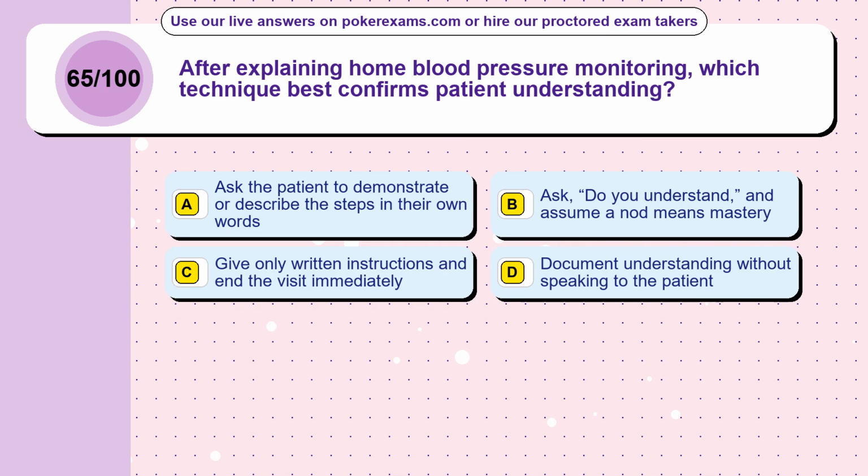Question 65. After explaining home blood pressure monitoring, which technique best confirms patient understanding? Option A. Ask the patient to demonstrate or describe the steps in their own words. Option B. Ask, "Do you understand?" and assume a nod means mastery. Option C. Give only written instructions and end the visit immediately. Option D. Document understanding without speaking to the patient.